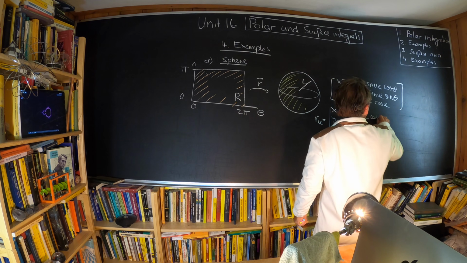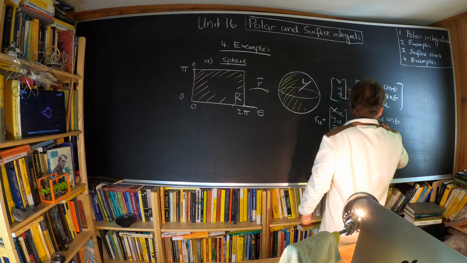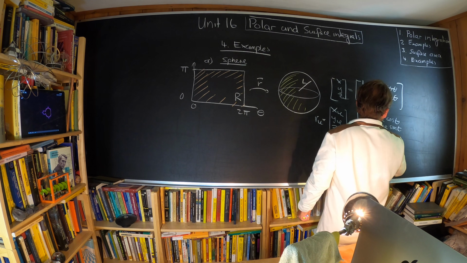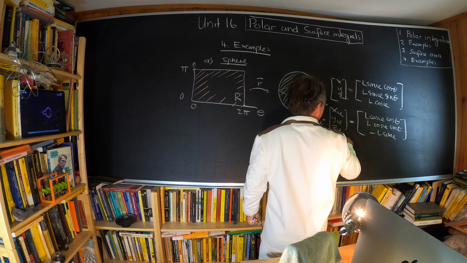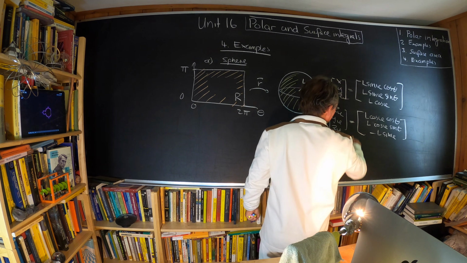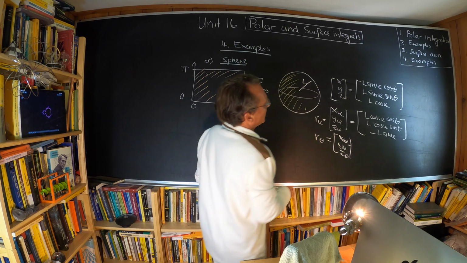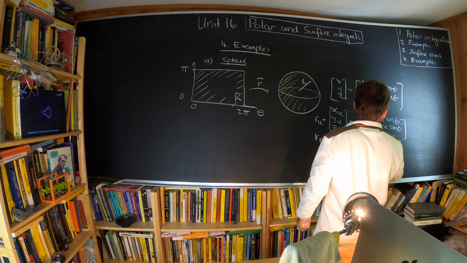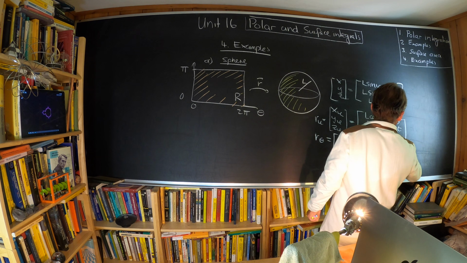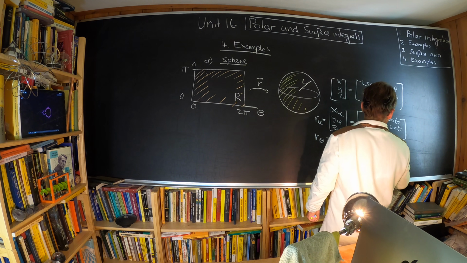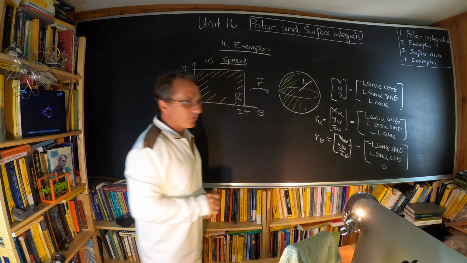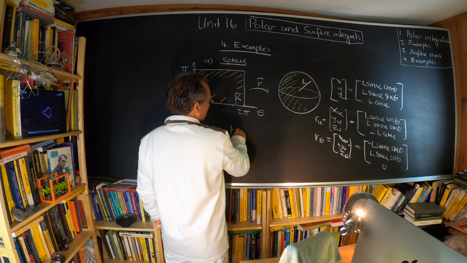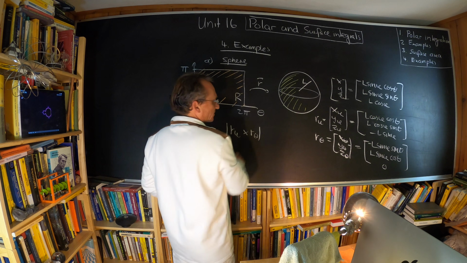So this is L cosine phi cosine theta, L cosine phi sine theta, and minus L sine phi. And then we have r_theta, that's x_theta, y_theta, z_theta. Now here we get minus L sine phi sine theta, L sine phi cosine theta, and 0. And now we take the cross product, r_phi cross r_theta, and compute the length of it.